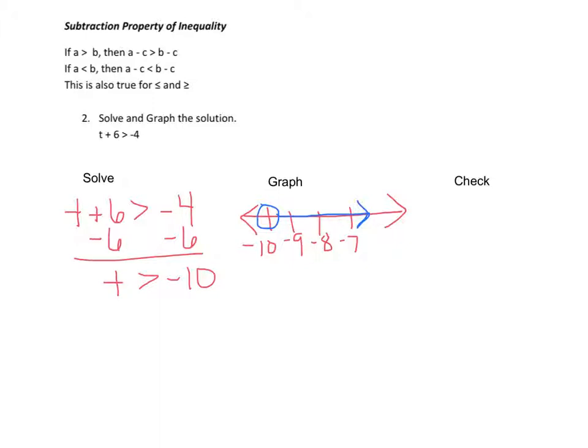Now when I check, I want to pick something greater than negative 10. Since 0 is greater than negative 10, I'm going to choose 0 this time. 0 plus 6 is greater than negative 4. 6 is greater than negative 4. Since that's true, yes, it checks.